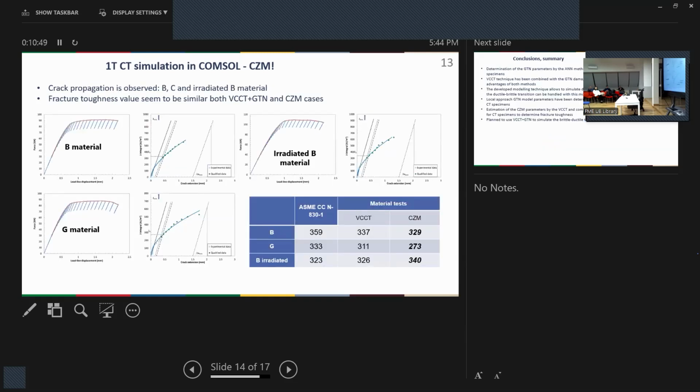We ran the CZM simulations for the ductile cracked samples, and we estimated our fracture toughness values. And here you can see the comparison of the CZM, the VCCT, and the estimation from the standardized calculations. It was a pretty good agreement between the results.